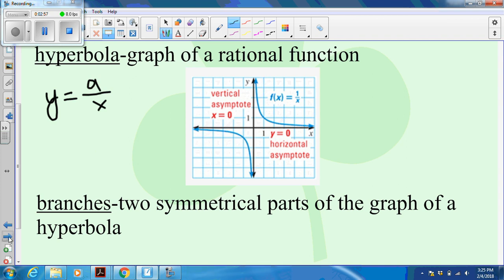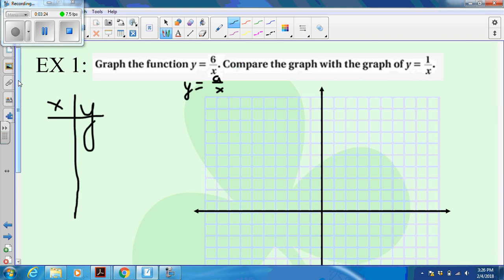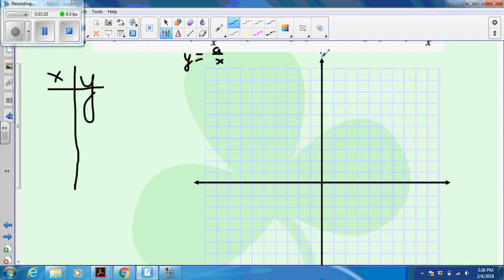Okay, let's go ahead and graph a function. So our first function we're going to graph is y equals 6 divided by x. Now here, what we're going to do is create an xy table and plot these points onto our function. Now this y equals 6 divided by x is in the form of y equals a divided by x, which we know is our parent function. So the default vertical asymptote is going to be at x equals 0.